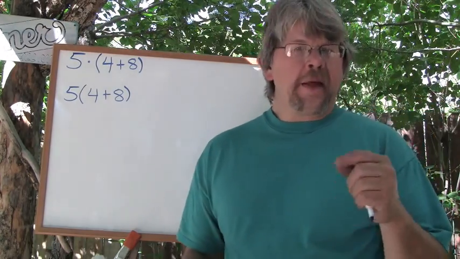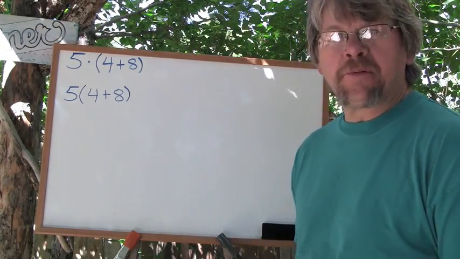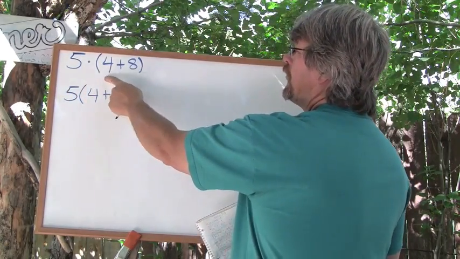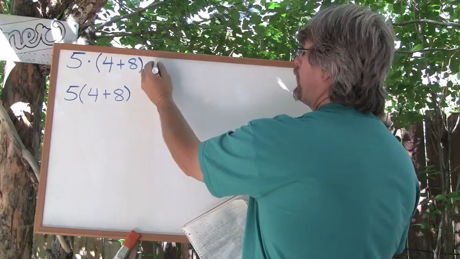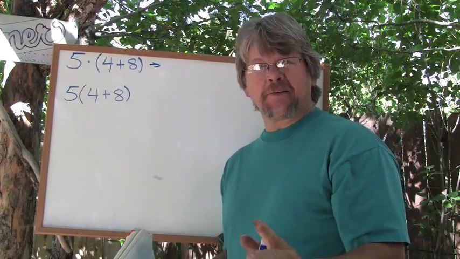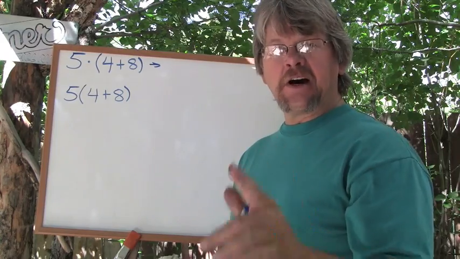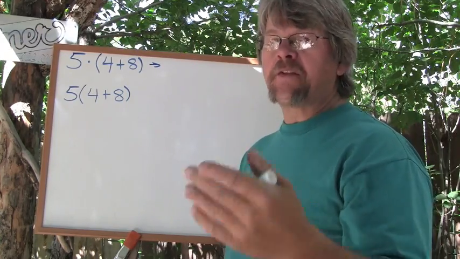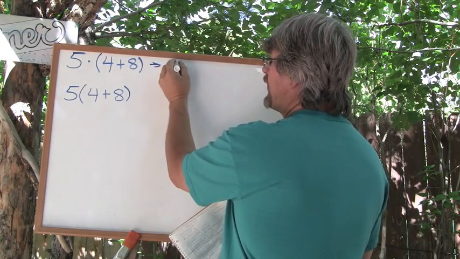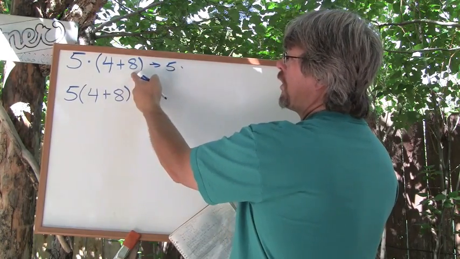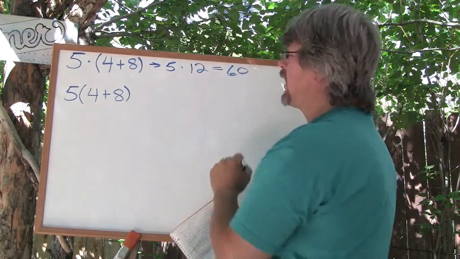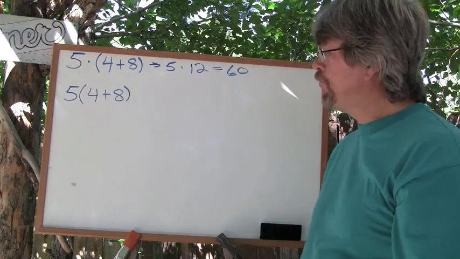Okay, let's look at an example of the distributive law. We have an expression 5 times (4 plus 8). We always do what's in parentheses first, right? The parentheses give us the indication of what is the most important. So this is essentially 5 times what's 4 and 8, which is 12. That simply equals 60, right?